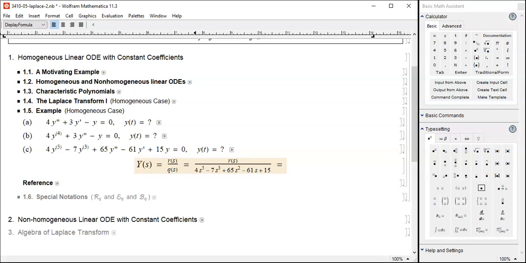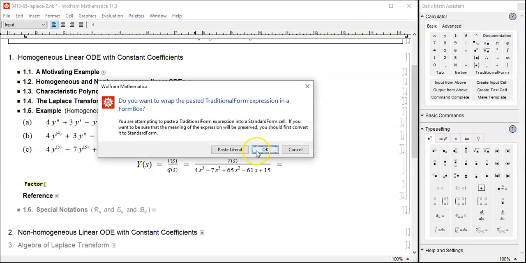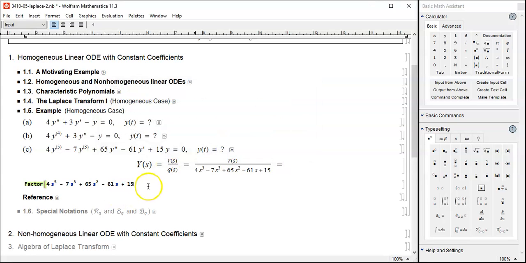partial fraction, or you'll have to factor this. How would you do that? How would you like to factor this? Any idea? That's how I'd like to ask you to use an appropriate mathematical command for that.